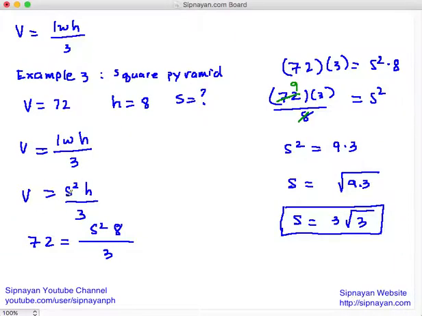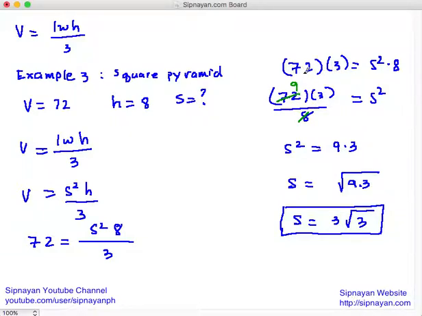And then we use the formula. We substitute 72 to the volume here kasi yun yung volume niya. And then we substitute H here. And then we divide it by 3. And then we multiply both sides by 3 para mawala yung ating fraction dito. Kaya siya nagkaroon ng 72 times 3, no? And again, hindi ko siya sinimplify because may plano ako mag-cancel.